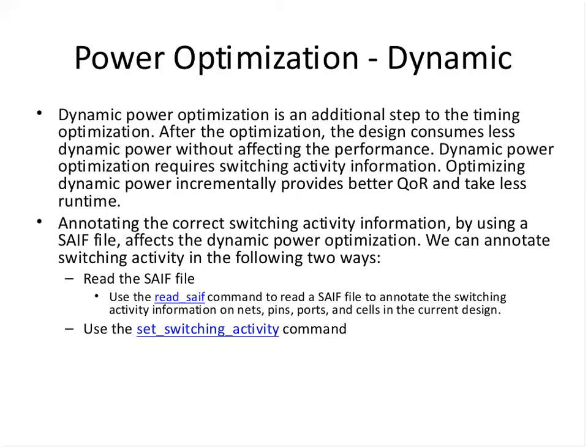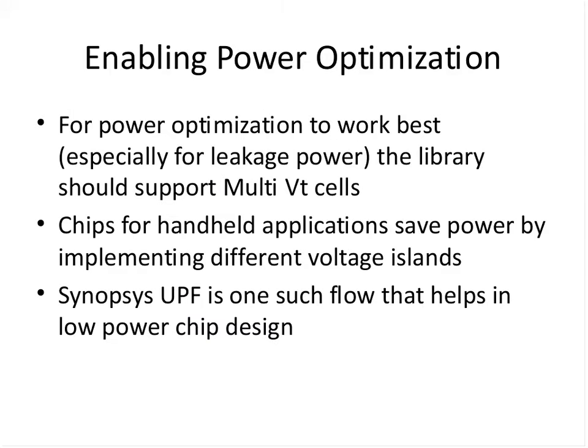Obviously, if the switching activity is accurate, it will help DC to analyze path dependencies in a better way. So dynamic power optimization requires switching activity, bottom line, and again, it will only happen for non-critical paths. So how do we annotate switching activity? We need SAIF and we can annotate the switching activity, or if we do not have SAIF, we can use the set switching activity command to set the default values, right. How do we enable power optimization? For power optimization to work best, the library should support multi VT cells, especially for leakage power.